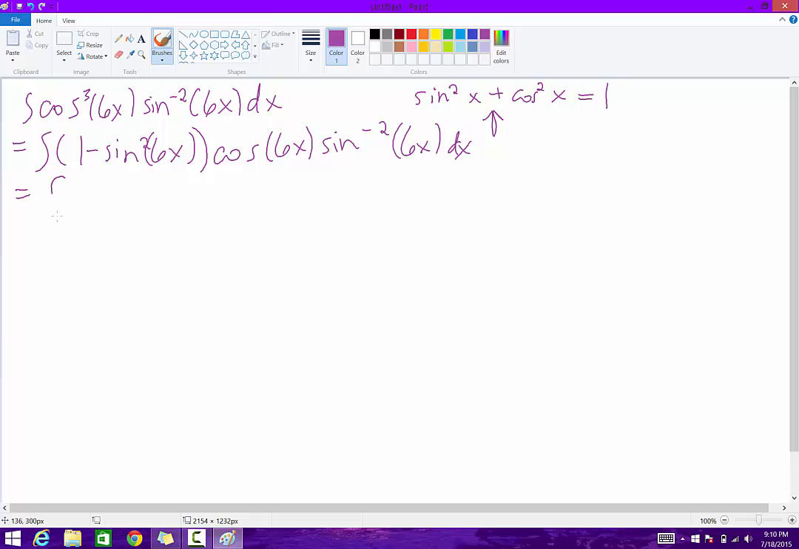This would become cosine of 6x times sine to the negative 2 power of 6x minus cosine 6x dx. The next step is to simplify. We can split the integral into the difference of two integrals.